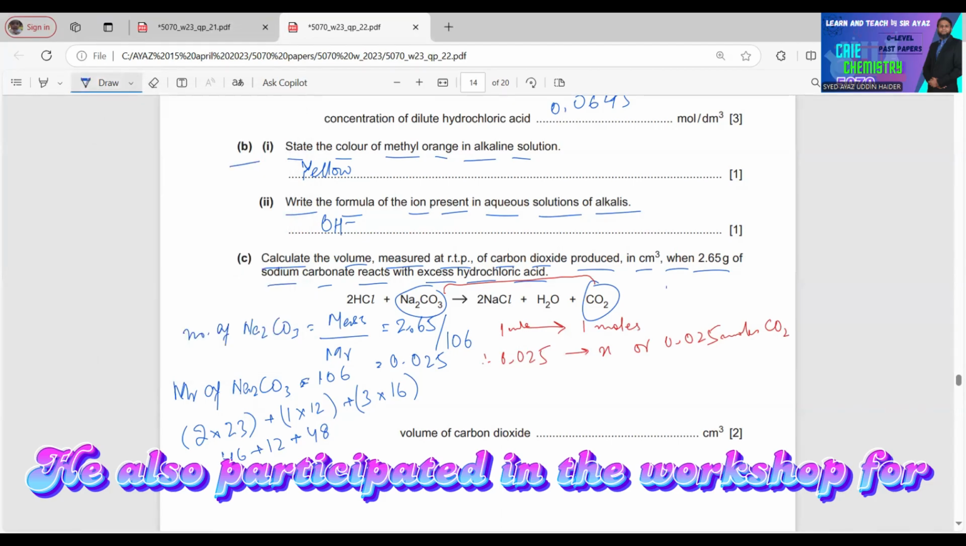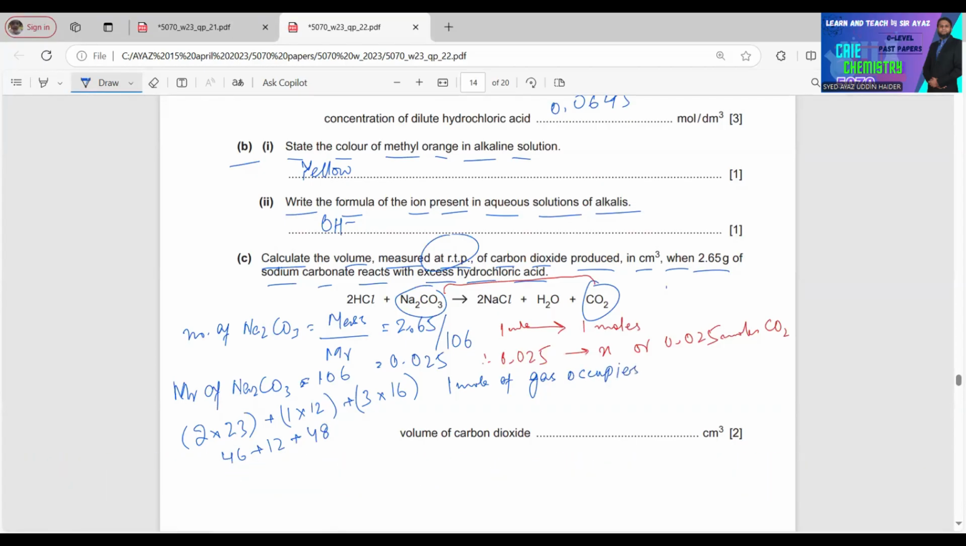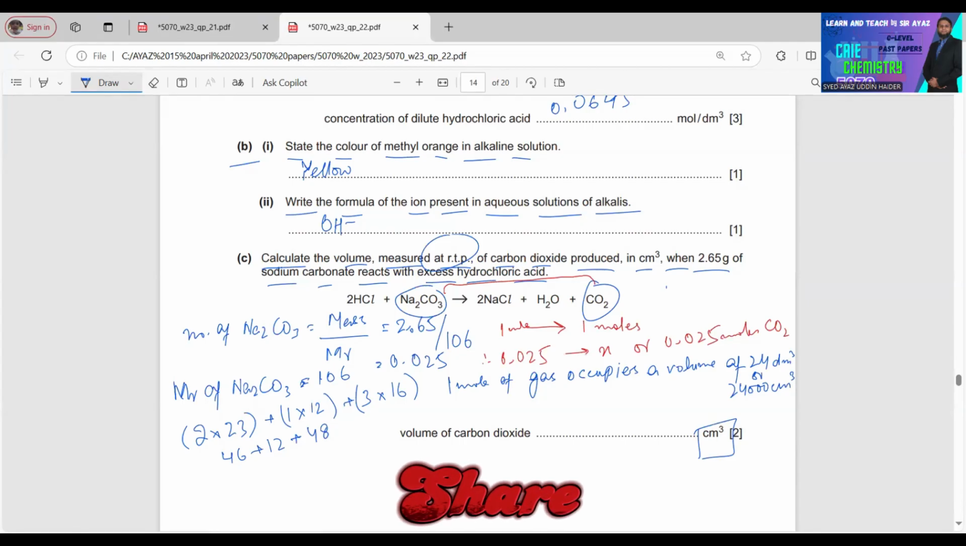We know that at RTP, 1 mole of gas occupies a volume of 24 dm cube. Now in the answer they are saying centimeter cube, so I will take centimeter cube, which is 24,000 centimeter cube. So 1 mole of gas occupies a volume of 24,000 centimeter cube.